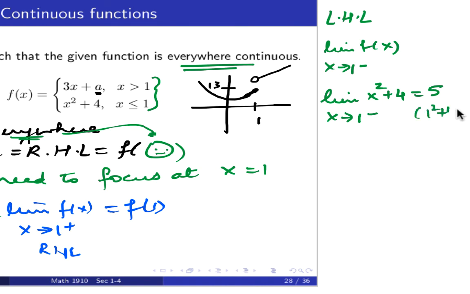1 squared plus 4. Remember, you're not looking at the minus as a sign, it is a notation. The 1 minus basically means we are coming from the left-hand side.